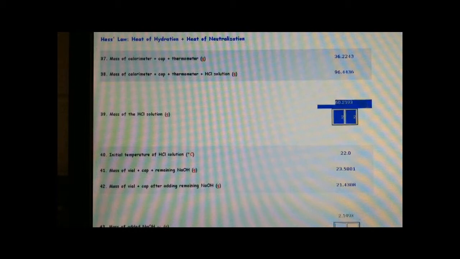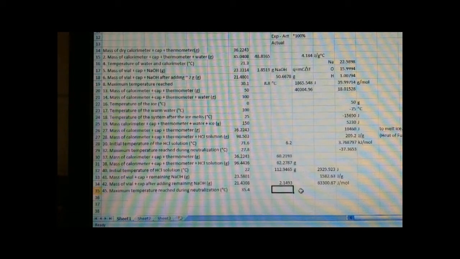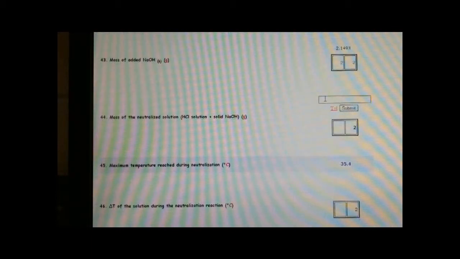Okay, now we want the mass of the neutralized solution. So that's the mass of the whole solution, the HCl solution as well as the sodium hydroxide. So we add those two together, the HCl solution and the sodium hydroxide, and there you go. Okay, 62.3686 grams.